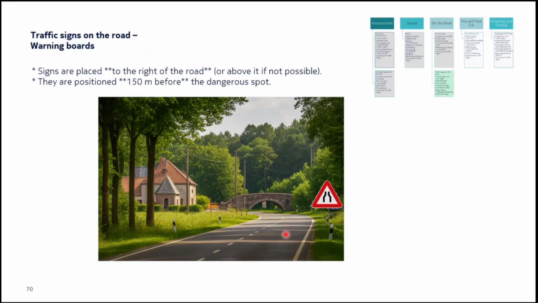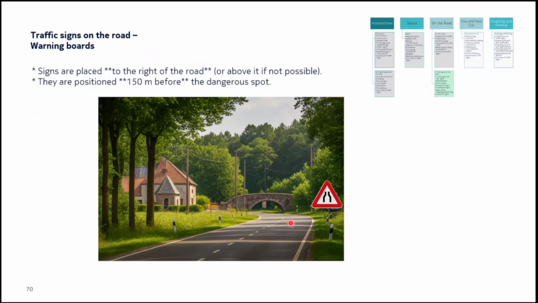The driver can always keep a check on the right side of the road to watch out for these warning signs. All right, so that's why they are placed on the right side of the road, and they are positioned 150 meters before the actual danger spot. So as you can see a little further ahead, there is a kind of bridge or a road narrowing. So it's placed 150 meters ahead so that the driver actually prepares, knows that there is a danger situation and adapts his speed or prepares to react to the situation.